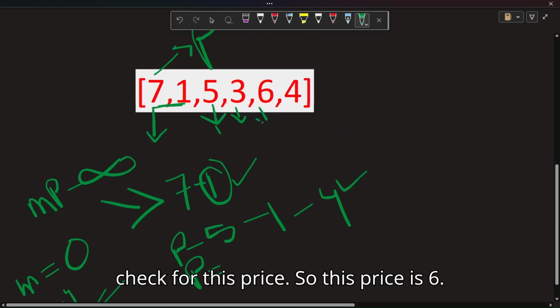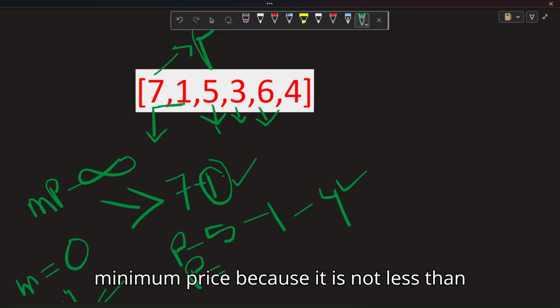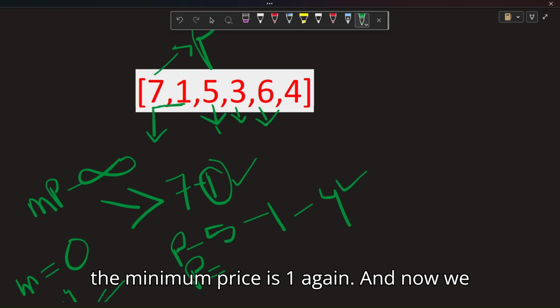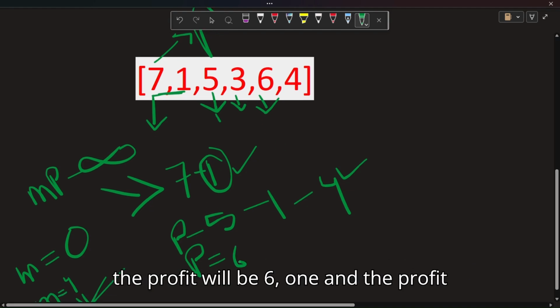Now we have to check for this price. So this price is 6. This cannot be the minimum price because it is not less than 1. So the minimum price is 1 again. And now we have to calculate the profit again. So the profit will be 6 minus 1, and the profit will be 5.